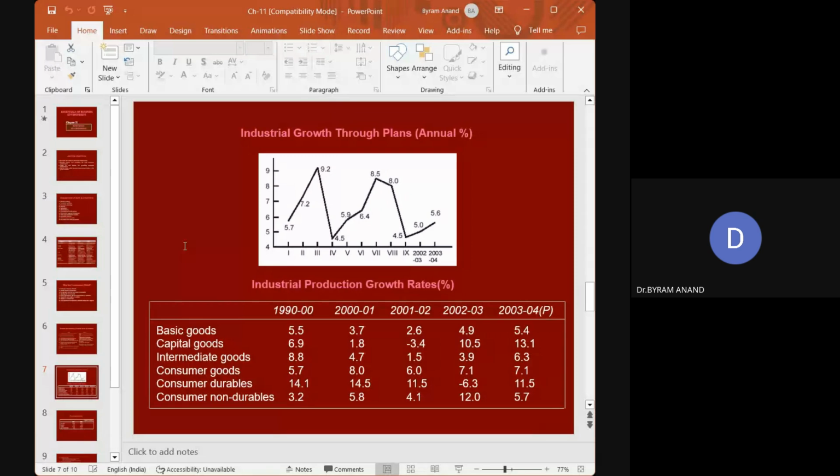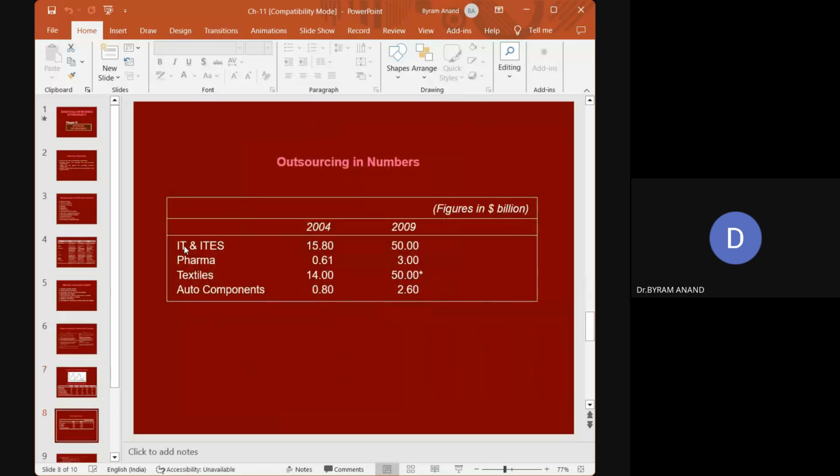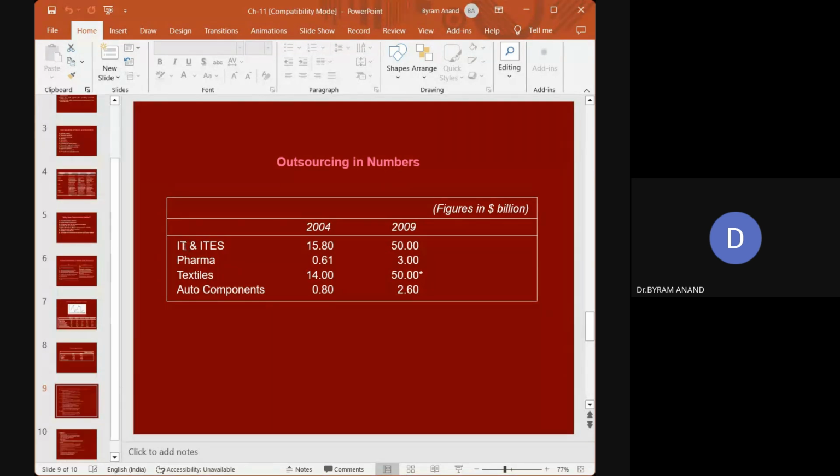So we have seen the industrial growth rate through plans, 1990, 2000, 2001 to 2002, all this. But now the industrial growth rate is around 5% of the GDP. So IT and IT services, pharma, textiles and auto components are there.